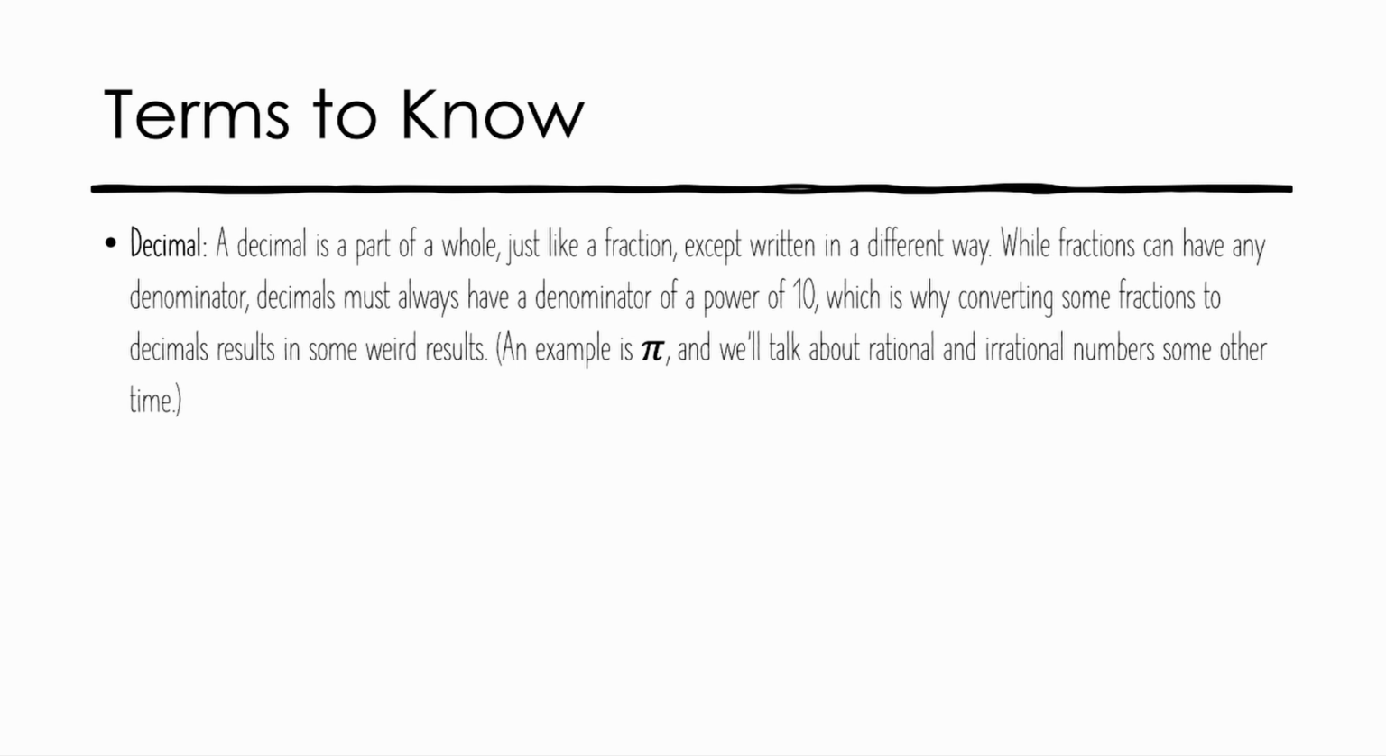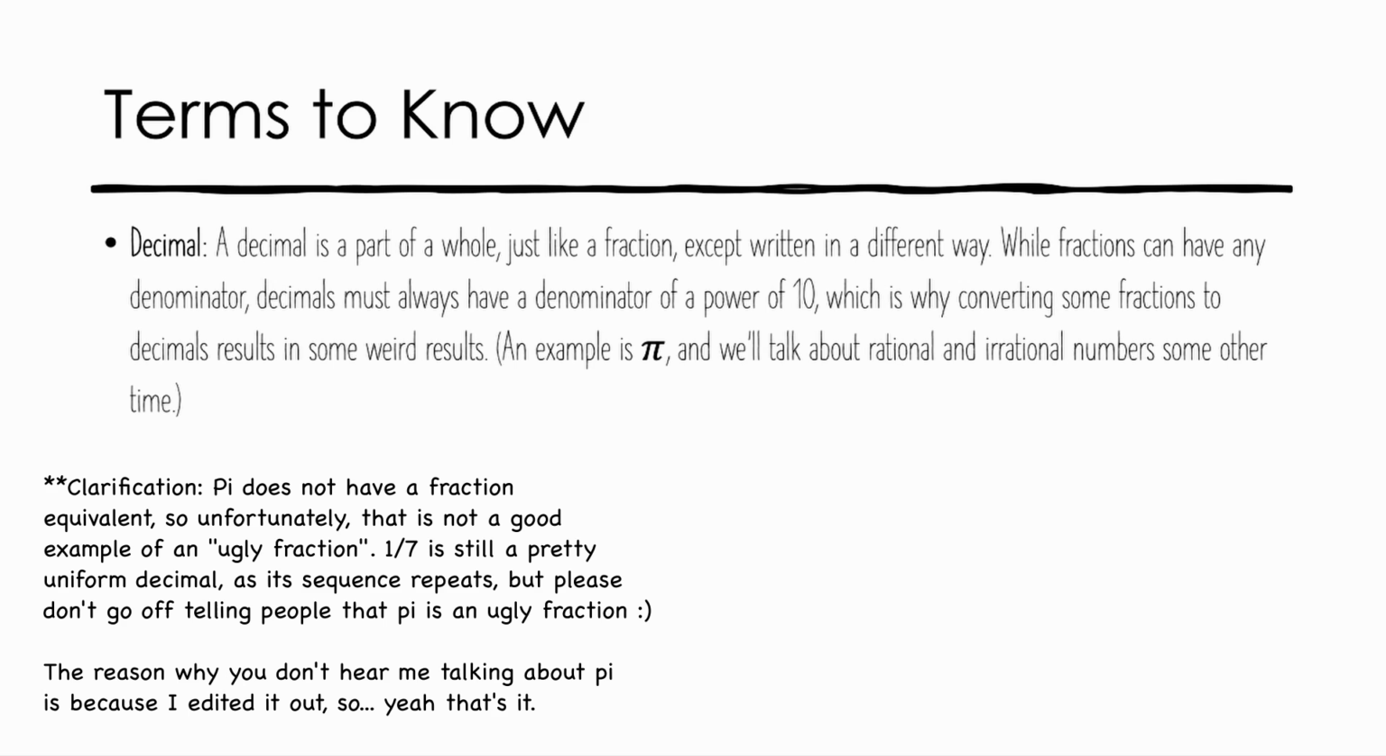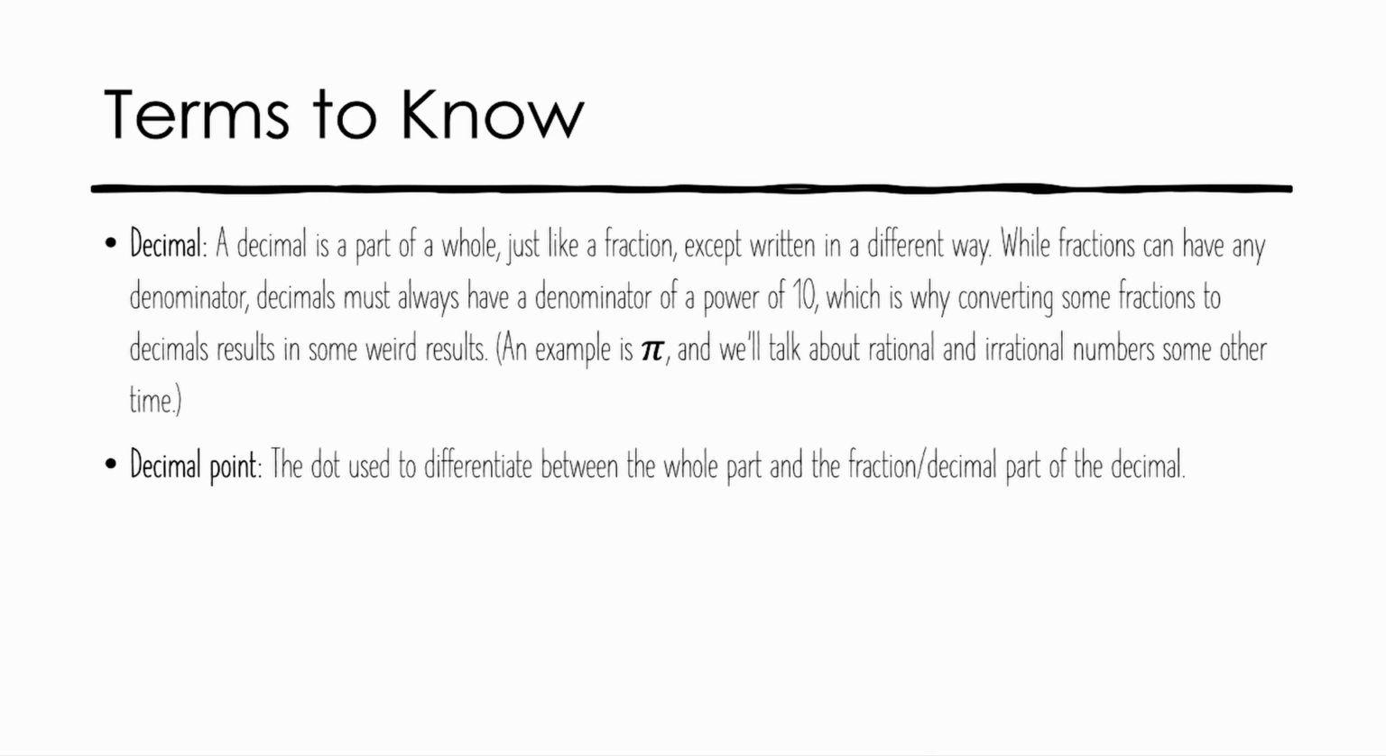While fractions can have any denominators, one rule that decimals have is that they must always have a denominator of a power of 10. And so when you're converting fractions to decimals, it doesn't always end up looking nice when it's a decimal. An example is 1/7. A decimal point is the dot that's used to differentiate between the whole parts of the decimal and the fraction or decimal parts of the decimal.